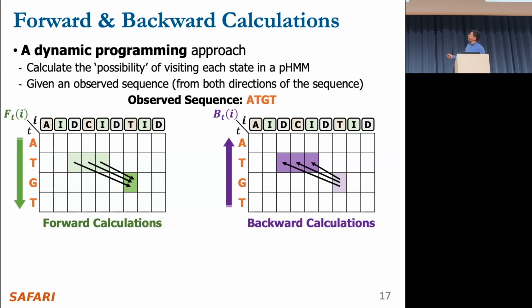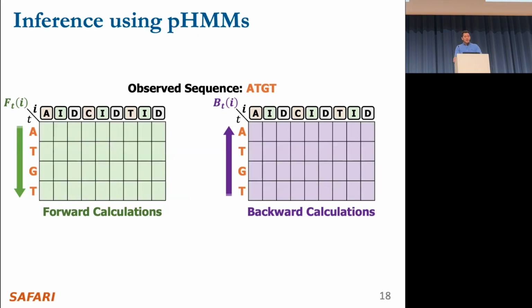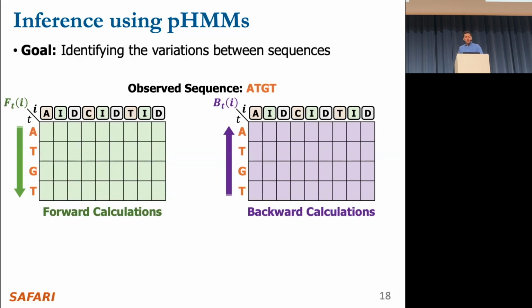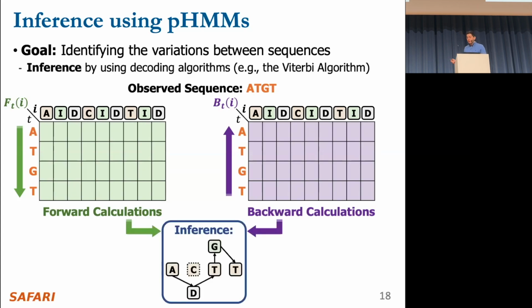This is why the forward cells get filled from this direction, and the backward cells get filled from this direction. Once you calculate all the cells in this DP table, what you can do is twofold: either inference or training. The goal of inference is to identify the variations between sequences. You can use the entire DP table and some decoding algorithms to identify the states that are most likely to be visited, given an observed sequence, using all these values in the DP table.